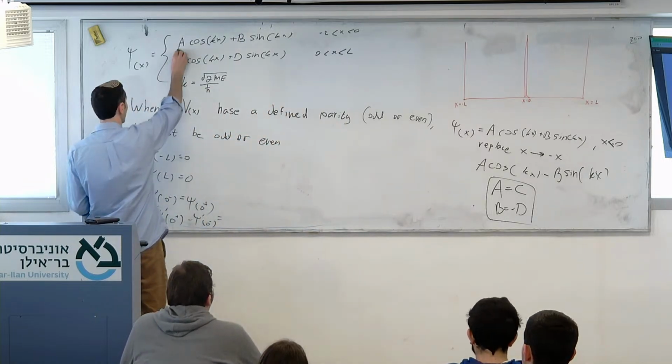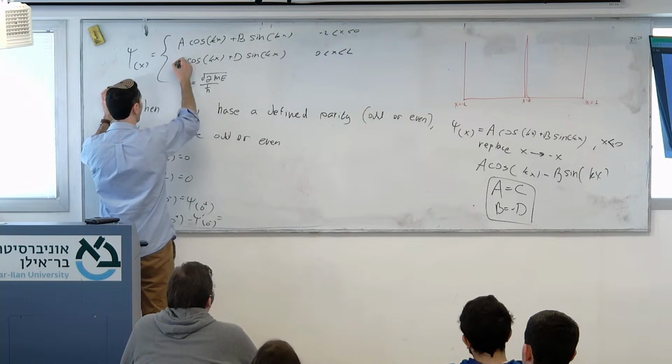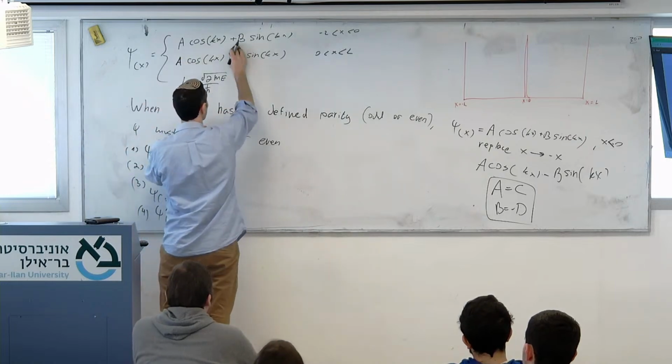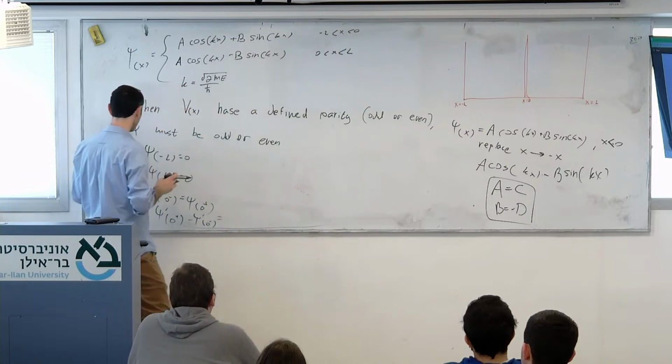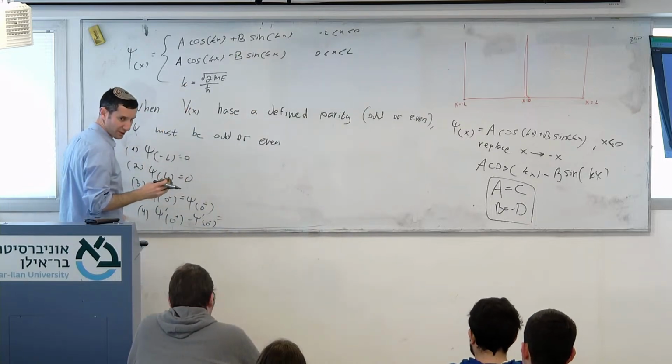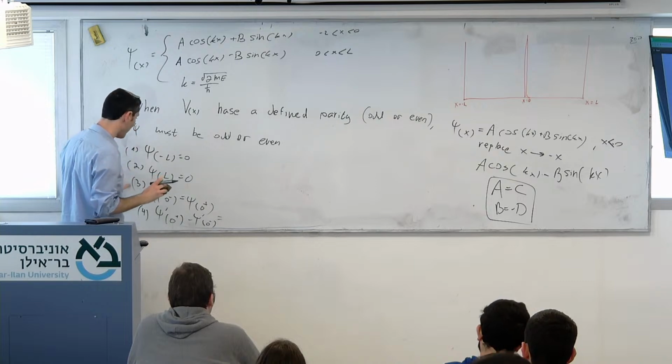Okay, let's write it here then. I got here A, and here I got minus B. Now let's make sure all these conditions are kept. It didn't use even one of them, right?